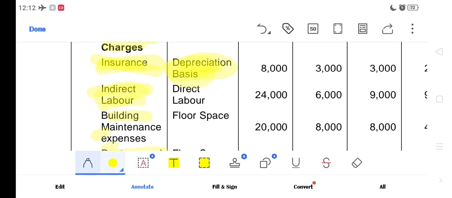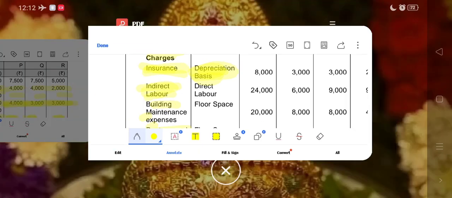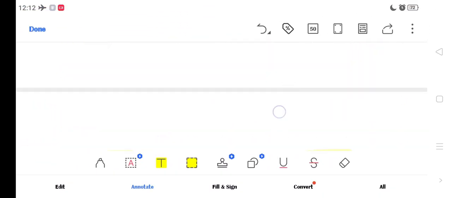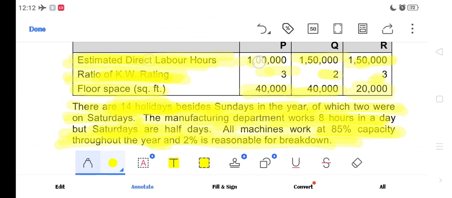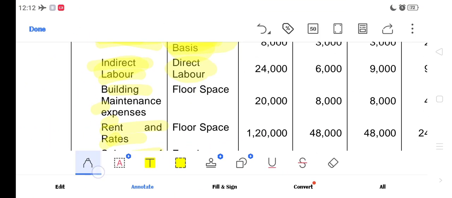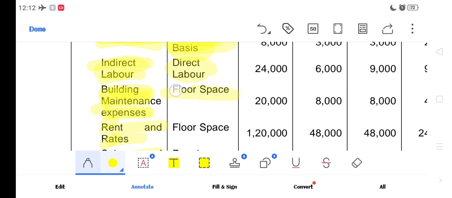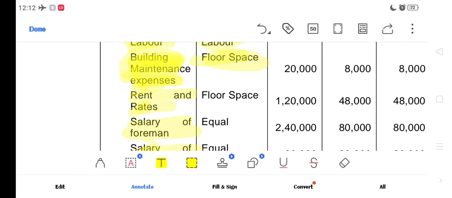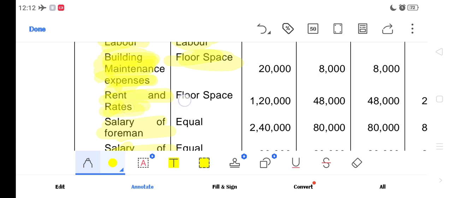For indirect labor they have given direct labor. In the question they have given estimated direct labor hours. So indirect labor you are going to apportion upon direct labor hours. And for building maintenance expenses, obviously upon floor space only. So as per floor space you are going to apportion this building maintenance expenses. Now this rent, where is this? Yes, rent and rates, obviously floor space, I already told you while explaining.